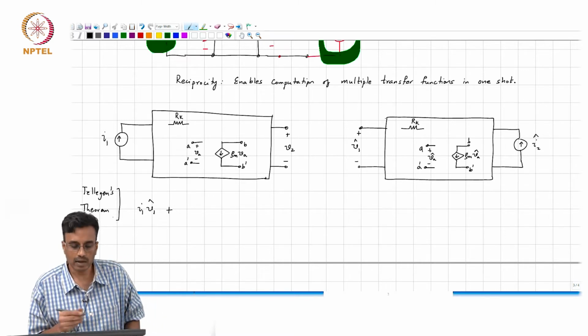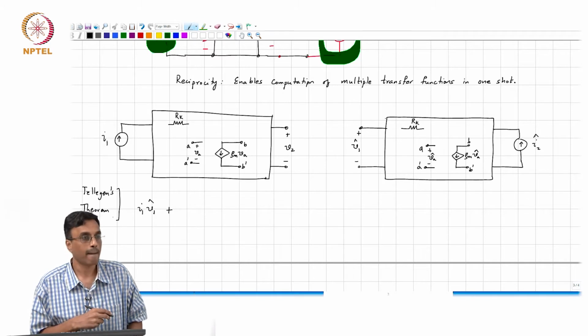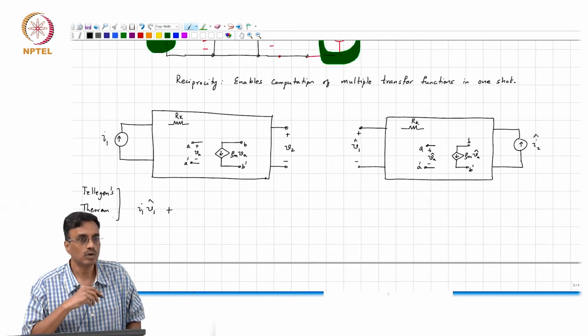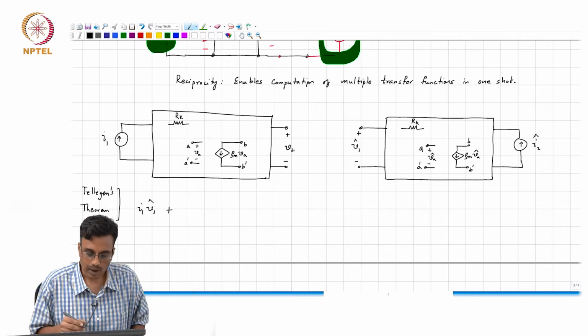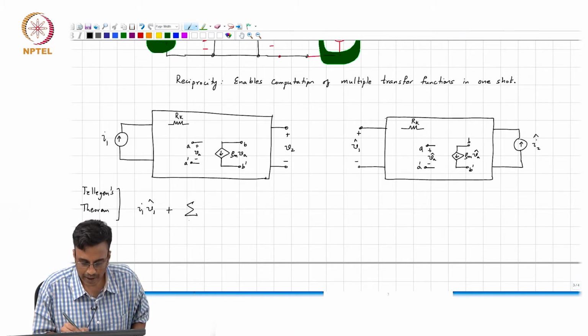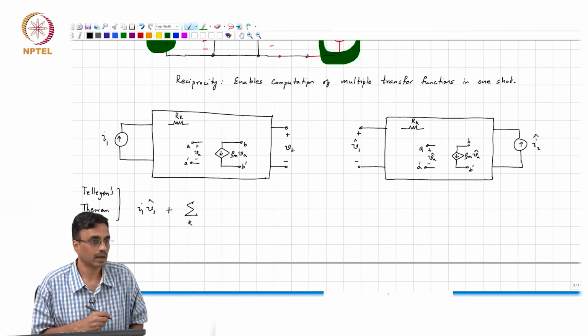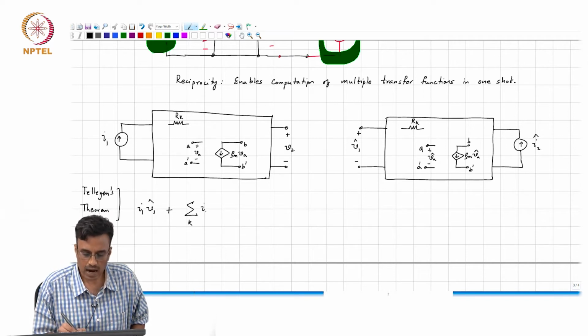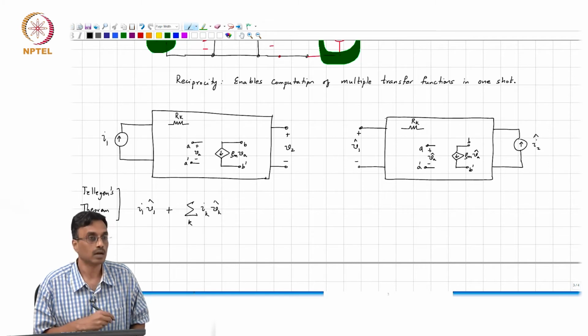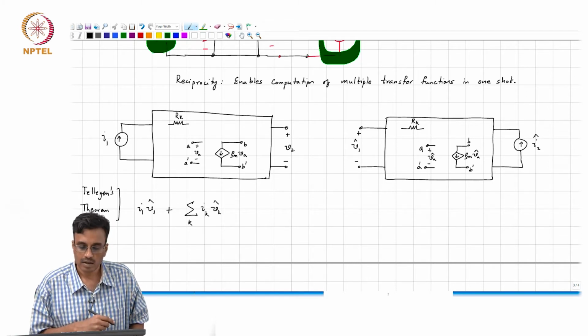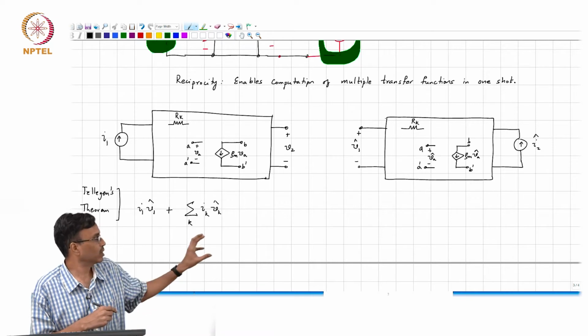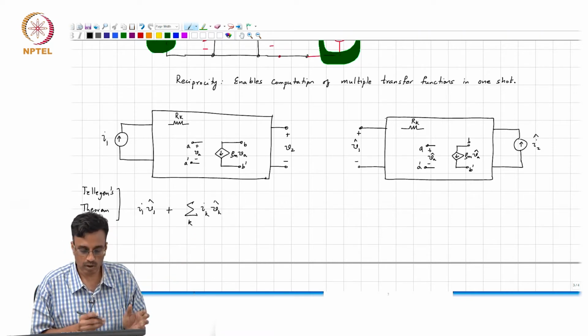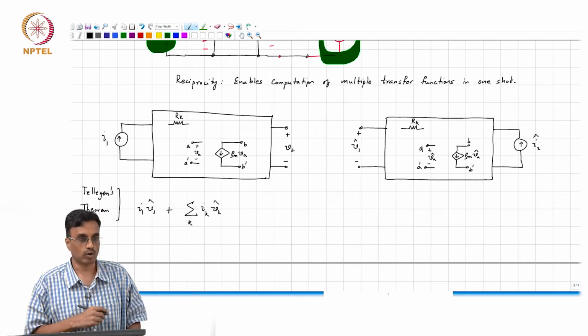I1 times V1 hat plus I2, what is I2? 0. So, V2 hat is irrelevant, plus sum over all internal branches Ik Vk hat, right. Okay, that would be all we would have to do on the left hand side if there was no control source.